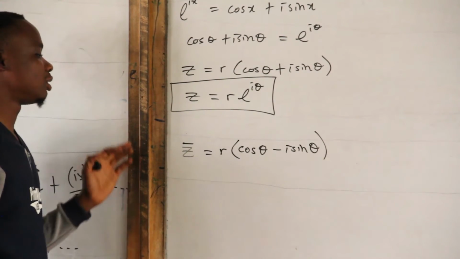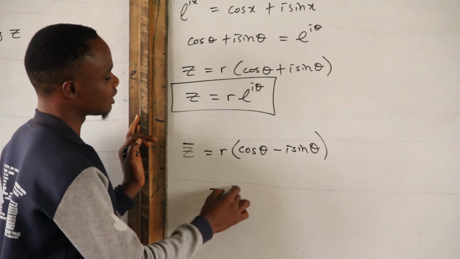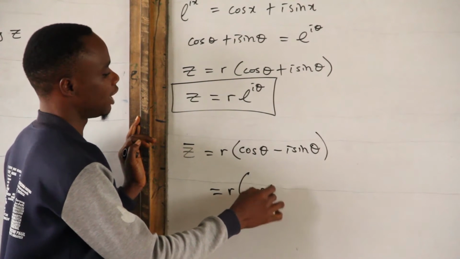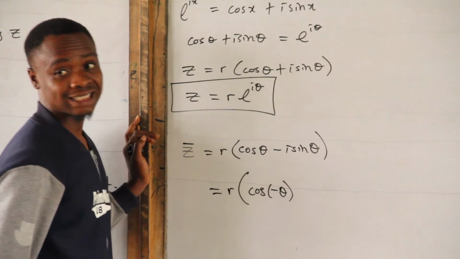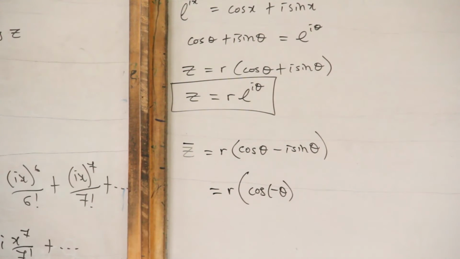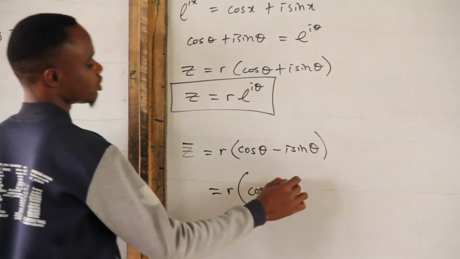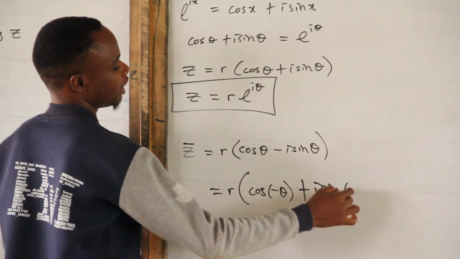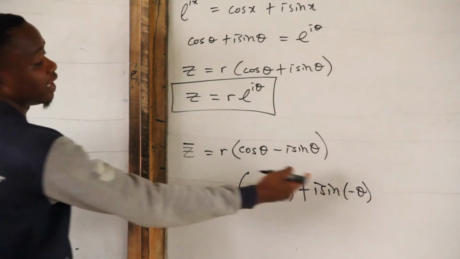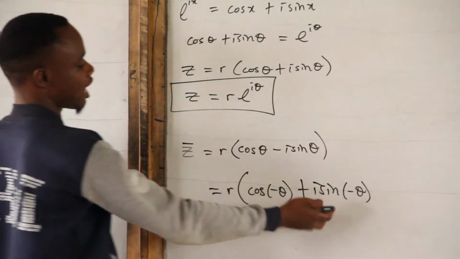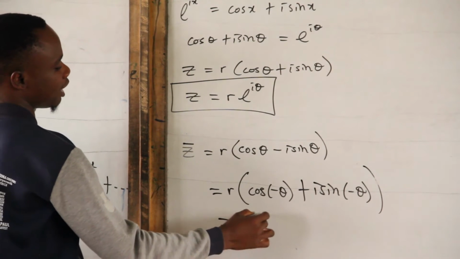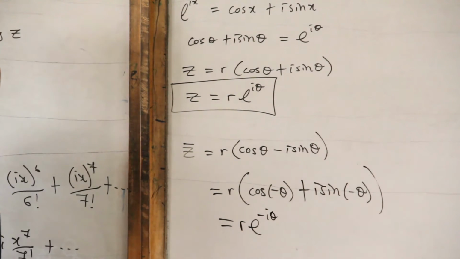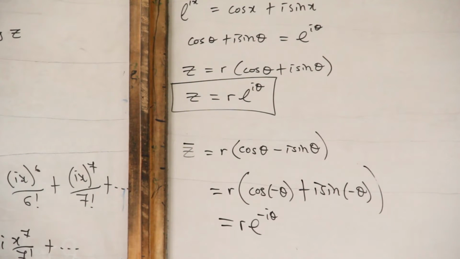Please pay attention. So this can also be written as r into cos minus theta. You know cos minus theta is the same thing as cos theta, I mean cosine is an even function. And I can write this as plus i sin minus theta. I know sin minus theta is minus sin theta. Does it make sense? What I have here is the same thing as this. So basically, I can write this as r e raised to power minus i theta. Does that make sense? Do you understand that? Do you get that? Yes.